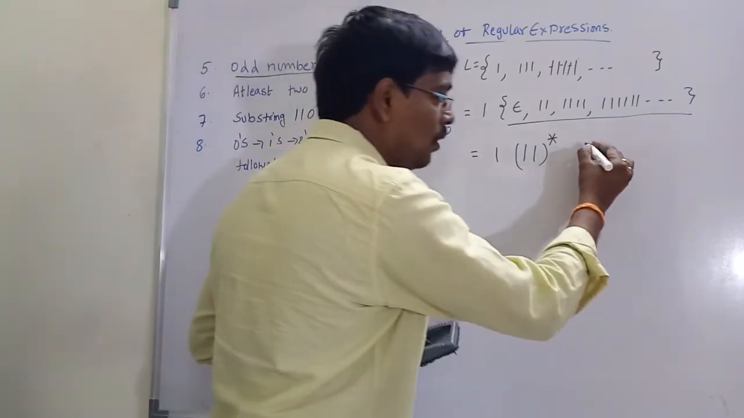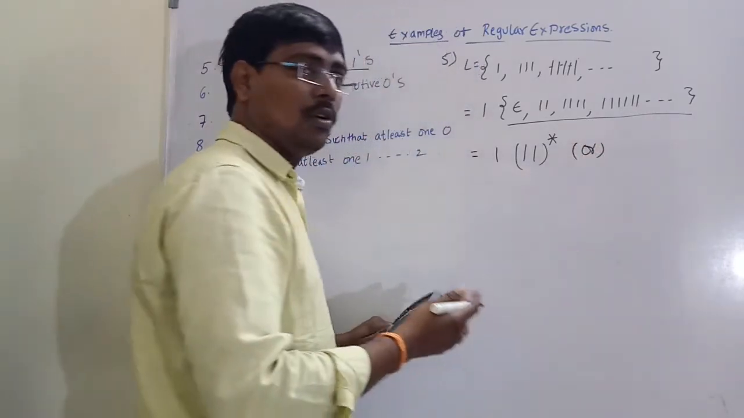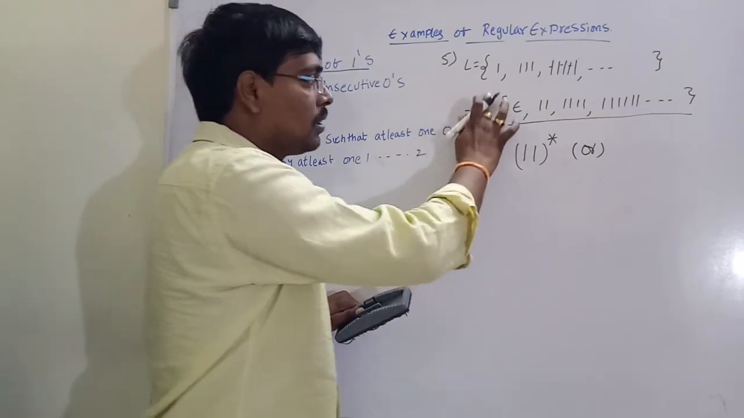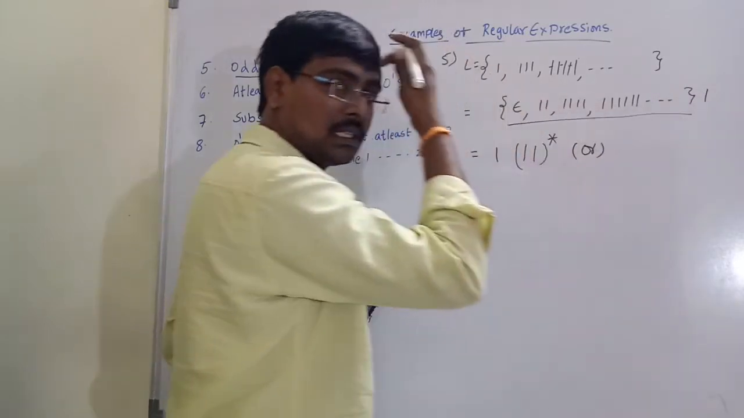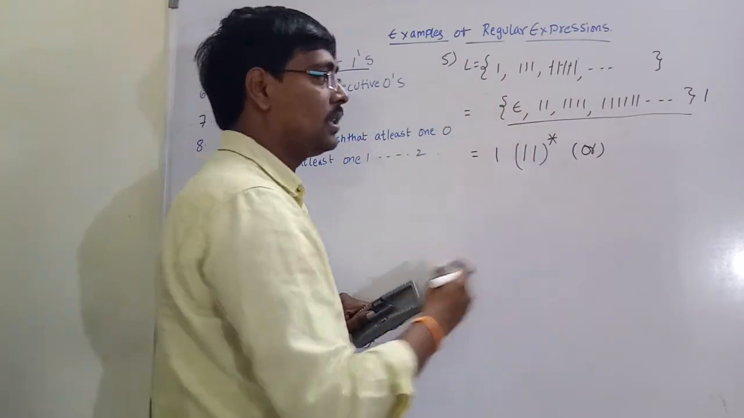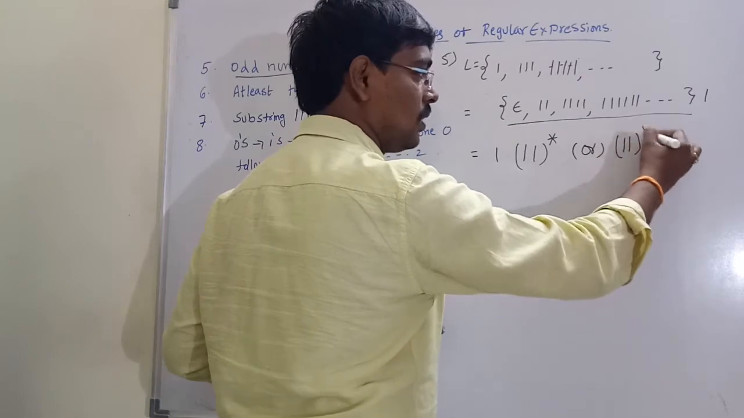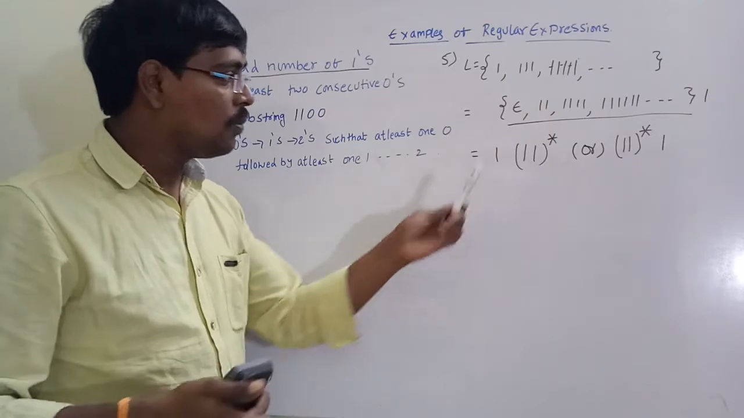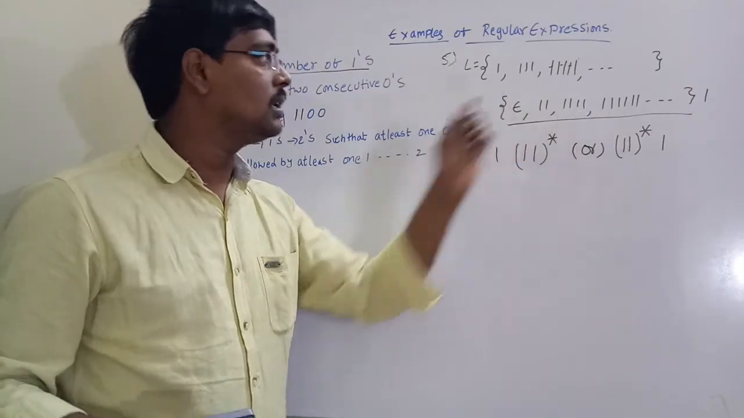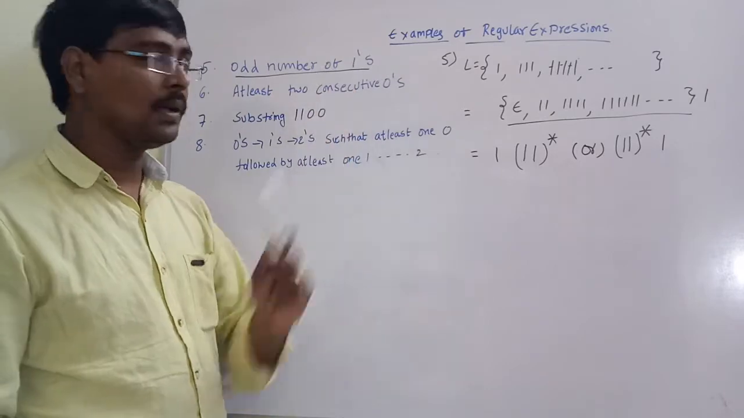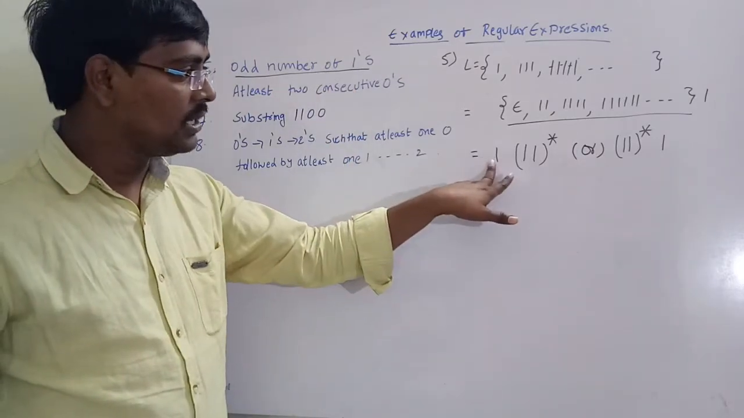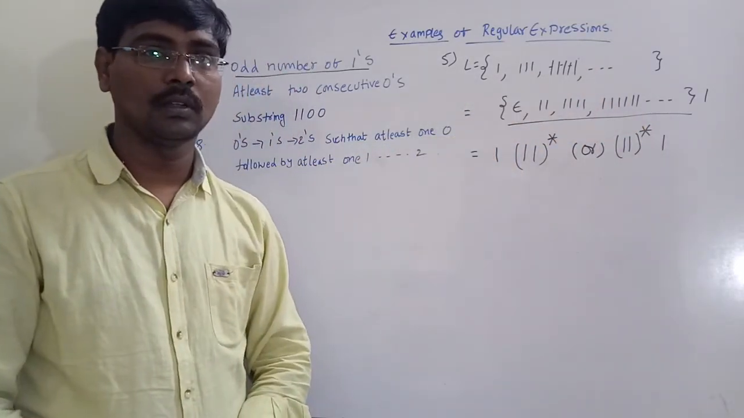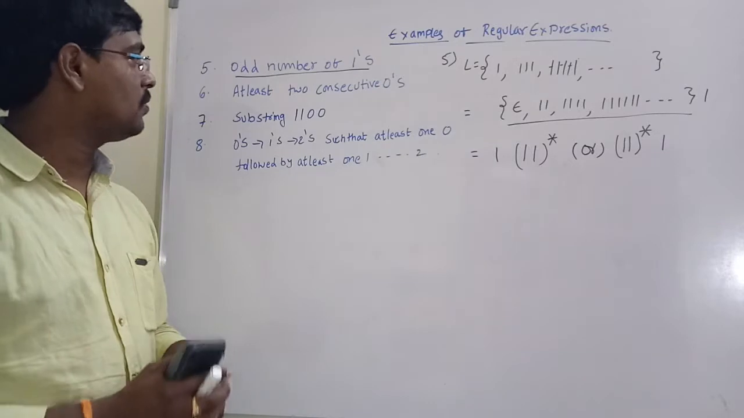Or we have one more possible case. If 1 is common as a prefix, then making 1 common as the suffix, the answer is 11 whole star and 1. Both are the same. So both expressions represent the language that is accepted by odd number of ones. Either 1 is prefixed or suffixed, both represent the same solution. These are the odd number of ones.